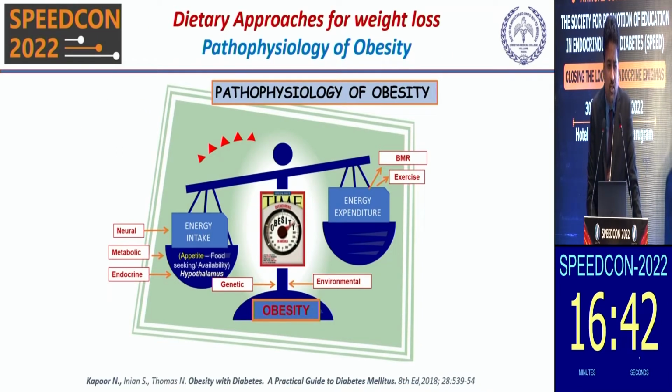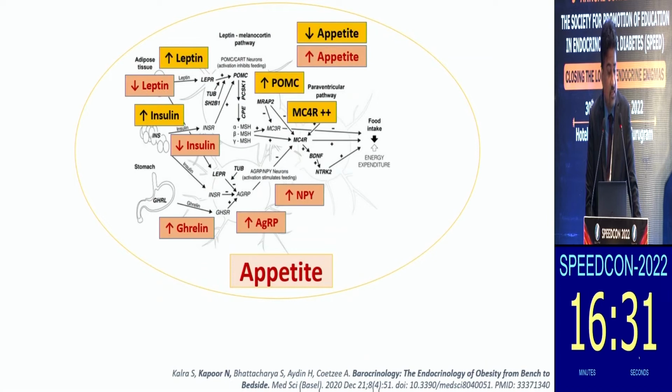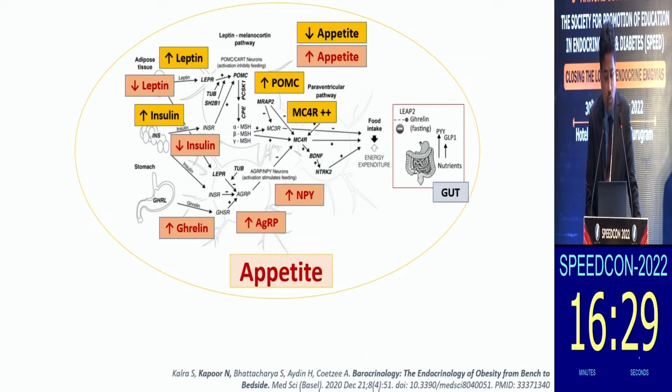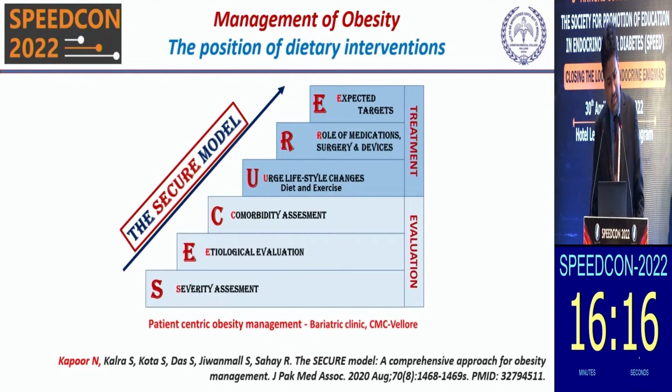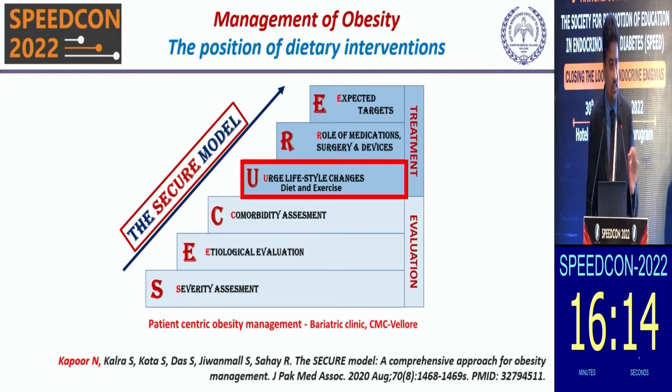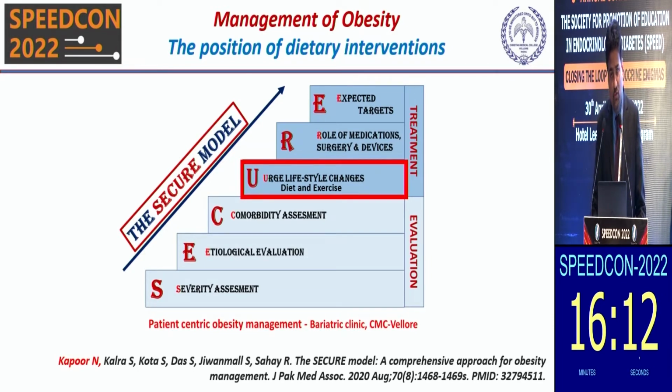When you talk of the pathogenesis of obesity, it's no longer considered a very simple equation of energy intake and energy out. We see the energy intake aspect is much more complex. Appetite is regulated by a number of neural hormones, the gut peptides, the adipose tissue, and in addition, the environmental, behavioral, and metabolic aspects. All of that put together makes it really, really complex. But today we are talking about the dietary approaches, which indeed is definitely the first step of management of obesity.